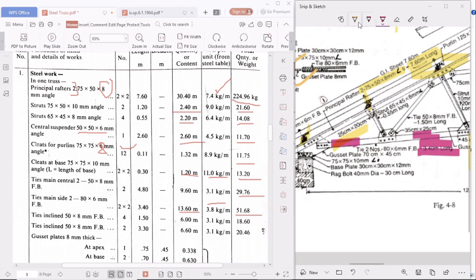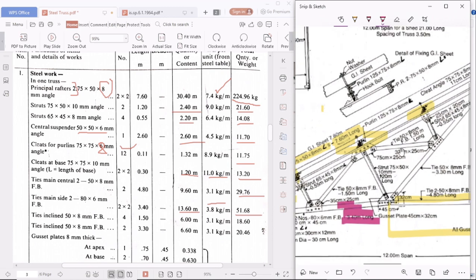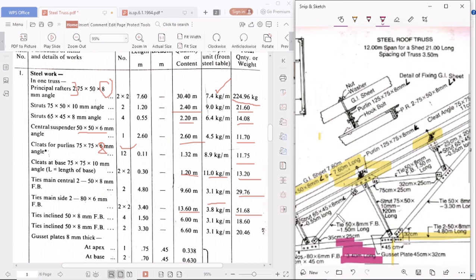Now what is remaining? Inclined ties are remaining, right? So one inclined tie is there, so two, three inclined ties, this one, this one, this one. Okay, these are the same type, 50 into 8 mm, this is also 50 into 8 mm. So take that. So we have two ties, inclined, 50 into 8 mm. So here there are two. Okay, that section another two, so total four. So what is the length? 1.50 meter long, multiply, you will get the quantity 18.60.